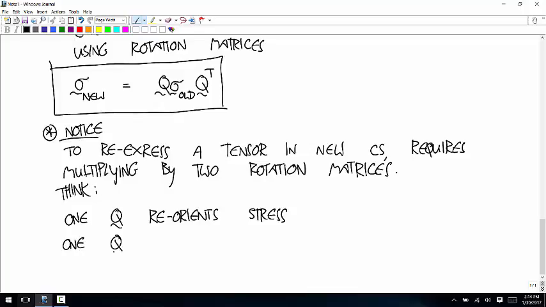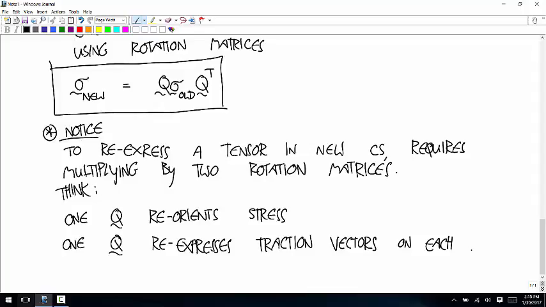And one re-expresses the traction vectors on each face. Okay, so the stress cube, the stress tensor, is defined by which direction each of the faces of the cube is facing, and also what the traction vector is on each of those faces. And you have one rotation to do each of those jobs.